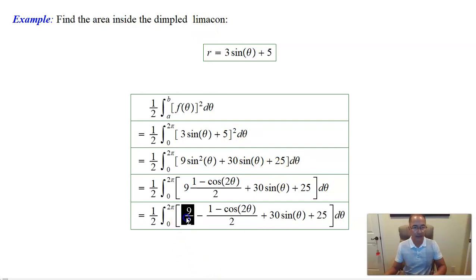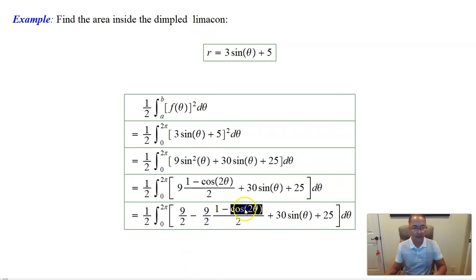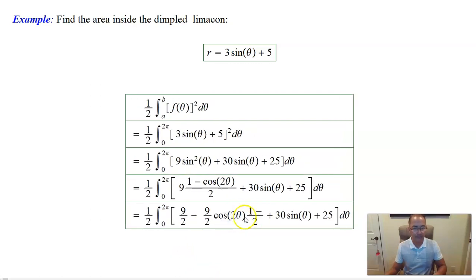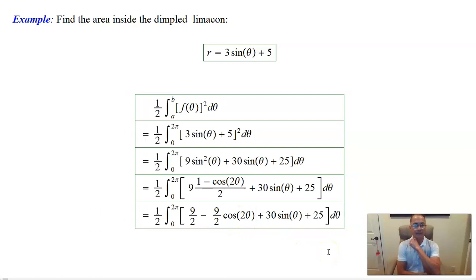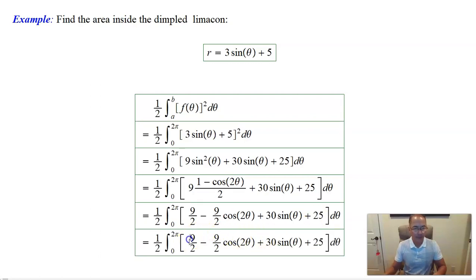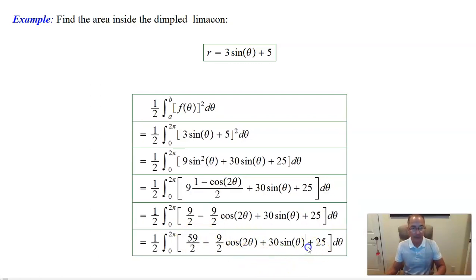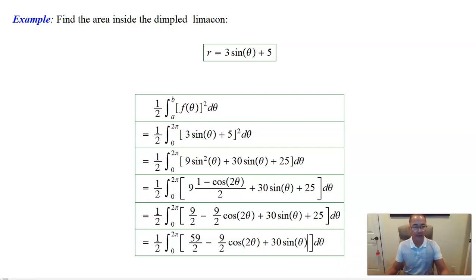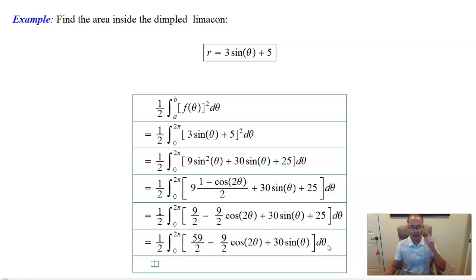Okay, so I can copy this. And I want cosine 2 theta. Okay, there you go. 9/2 minus 9/2 cosine 2 theta, 30 sine theta, and 25. These are constants. So 2 times 25, 50, plus 9, 59. Okay, so 59 over 2. And we have combined the 25 right there. Yeah, that looks great.